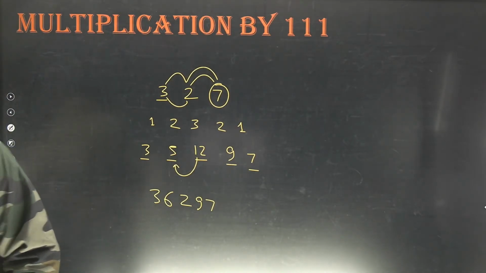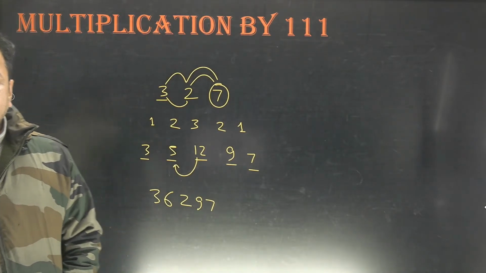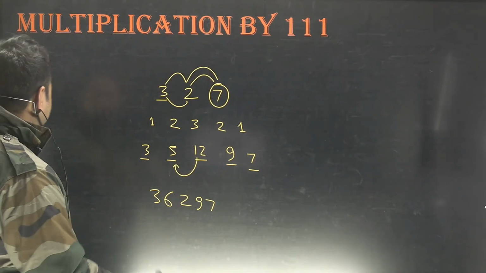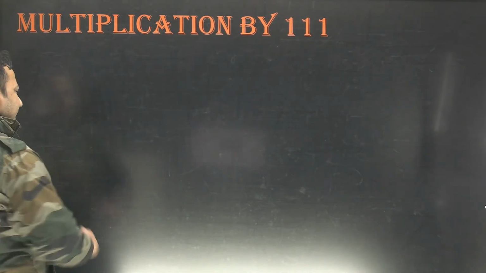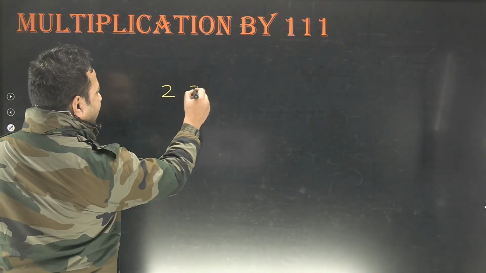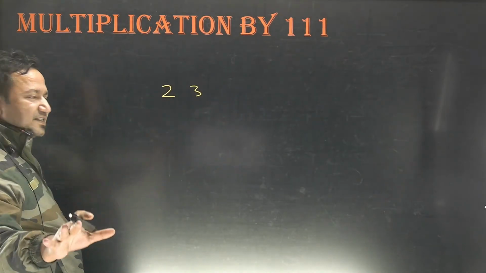Okay. Now someone asked, what if there are even number of digits? Let's do the same. Okay. Yeah, I'll come to that. These things are understood. I'll come to that. In case you do not understand what I have told, just ask that.